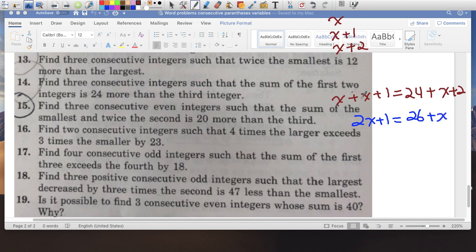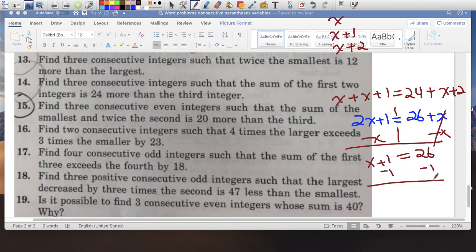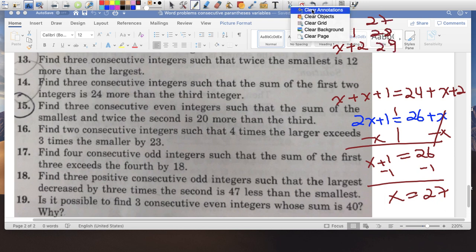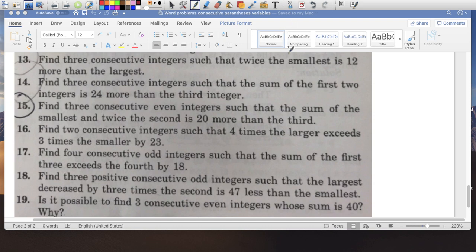Well, variable on each side, I can do minus x here and minus x here. These go away. 26 comes down. 2x minus x is x plus 1. Minus 1, and x equals 27. Ta-da! So which means the first number is 27, the second is 28, and obviously the third one is 29.